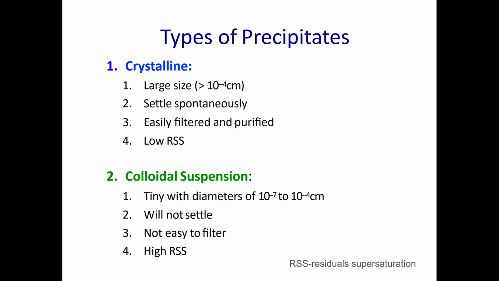Compared to this, a colloidal suspension or colloid has tiny particles with a diameter between 10 power of minus 7 and 10 power of minus 4 centimeter. It will not settle, it is not easy to get the precipitate, and it is not easy to filter because the size is very small and the RSS value is very high.